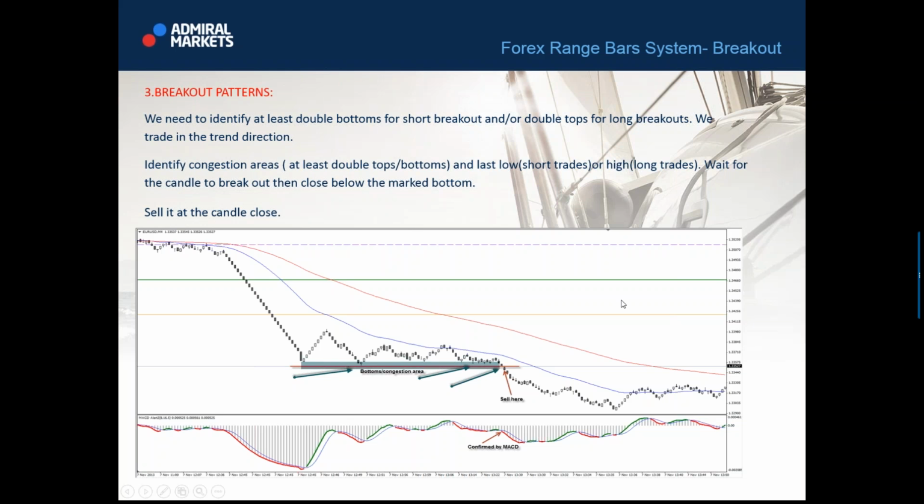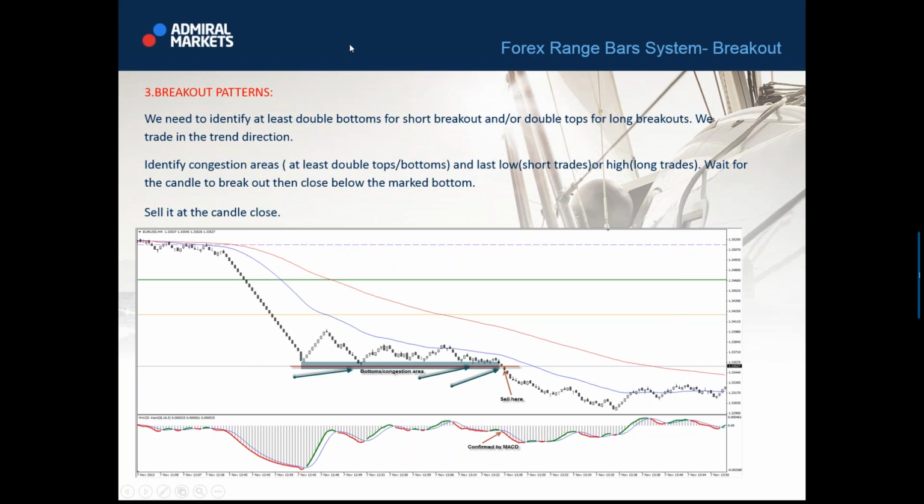Now, breakout patterns, guys. Pay attention. We need to identify at least double bottoms for short breakouts or double tops for long breakouts. We trade only in the trend direction. So red is above blue. We have a breakout pattern. It's called a congestion area. So you need to identify congestion areas, double tops or bottoms, and the last low or high. Wait for the candle to break out and close below the market bottom.